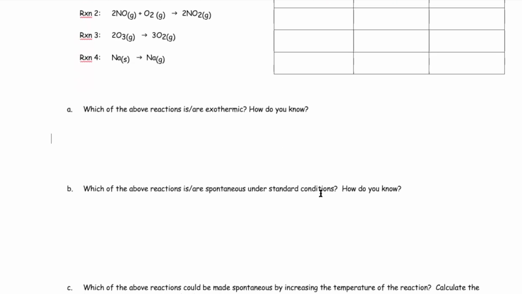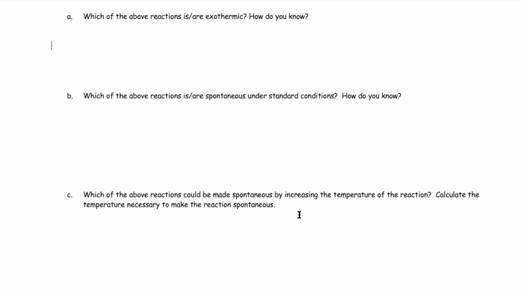Which of the above reactions could be made spontaneous by increasing the temperature? So in other words, the delta S is positive. A positive entropy means that the higher the temperature, the negative T delta S becomes more negative, and then it becomes bigger than delta H. So think about delta H minus T delta S, what we just talked about. That's why I wanted to spend some time on temperature dependency, because then you can address these questions.